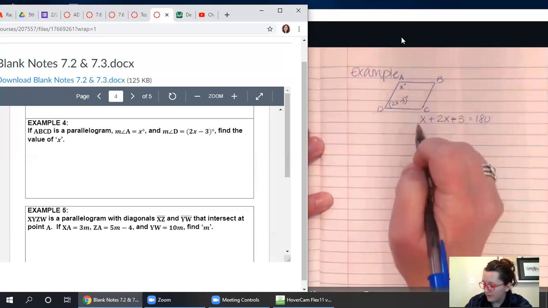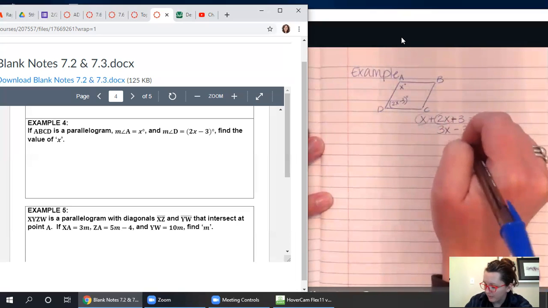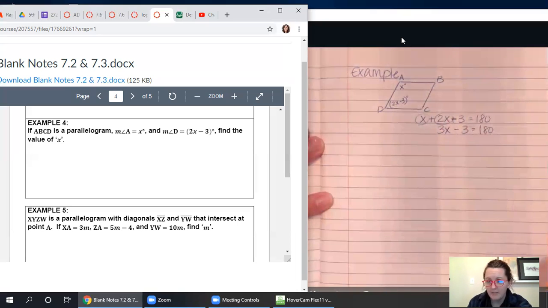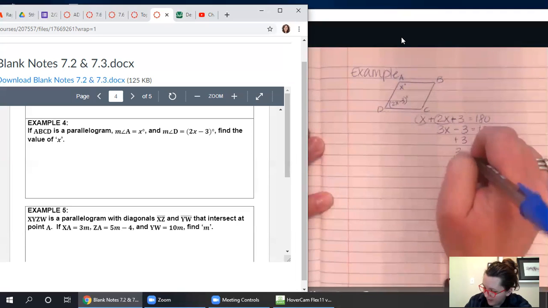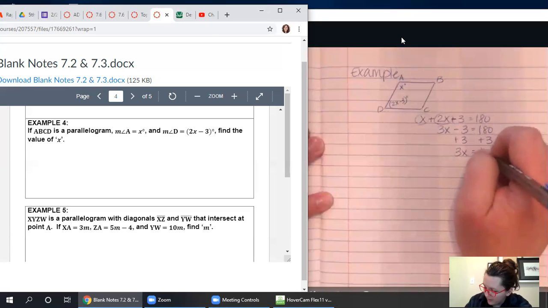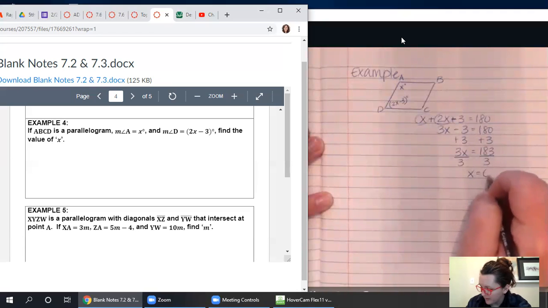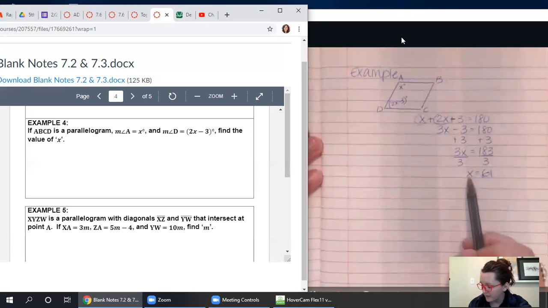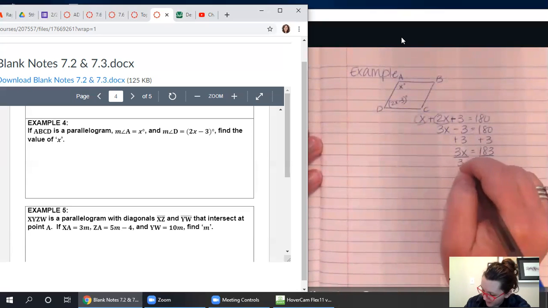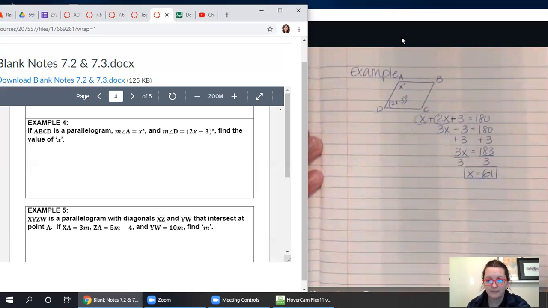So what do I do first? Combine our like terms. So we have 3x minus 3 equals 180. Add 3 to the other side. 3x equals 183. Divide by 3 is my last step. So we have x equals 61. So my question is, find the value of x. We did that. We don't have to plug back in. 61 is your value of x.